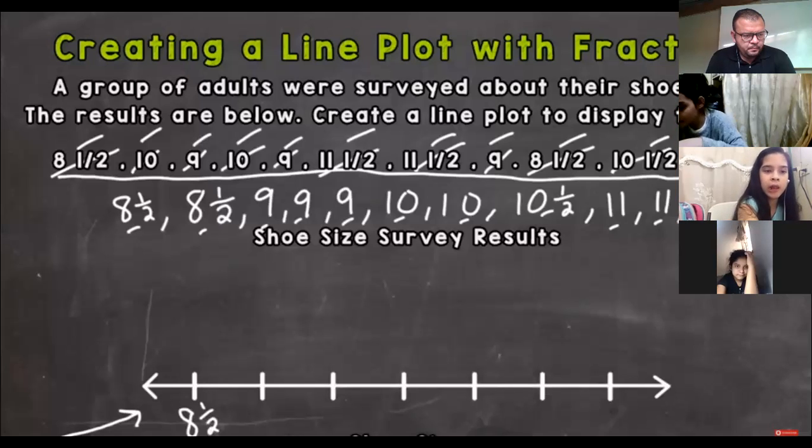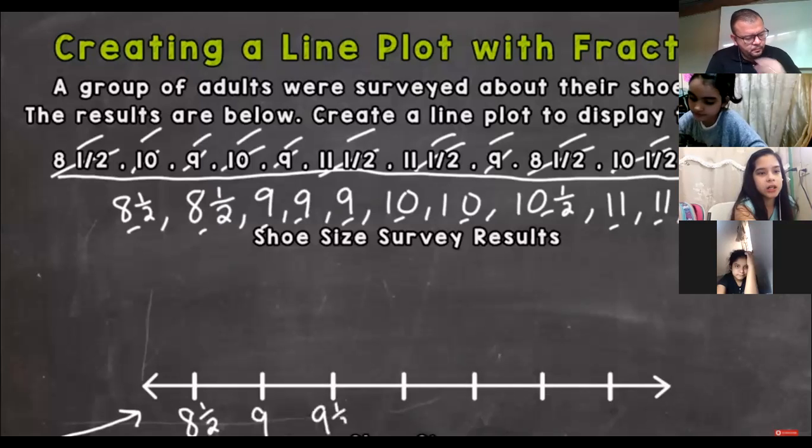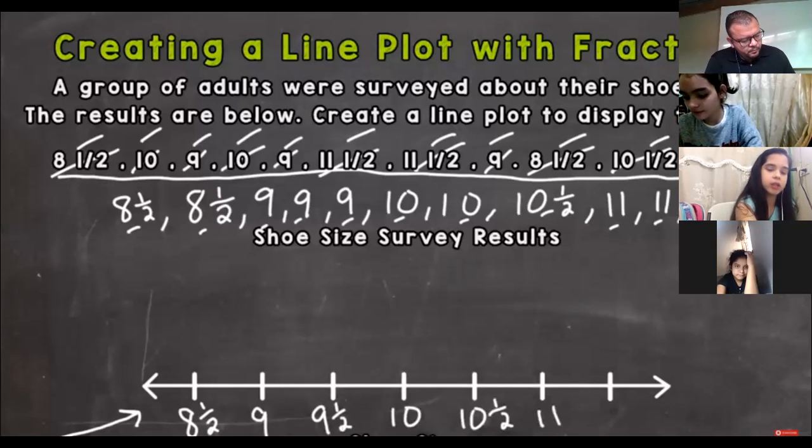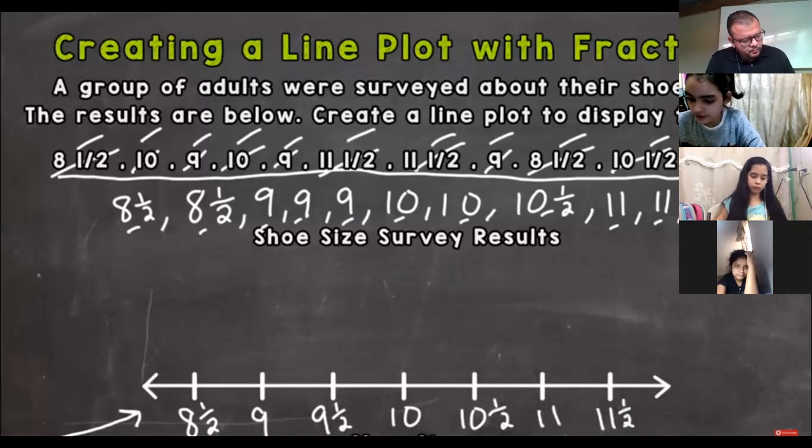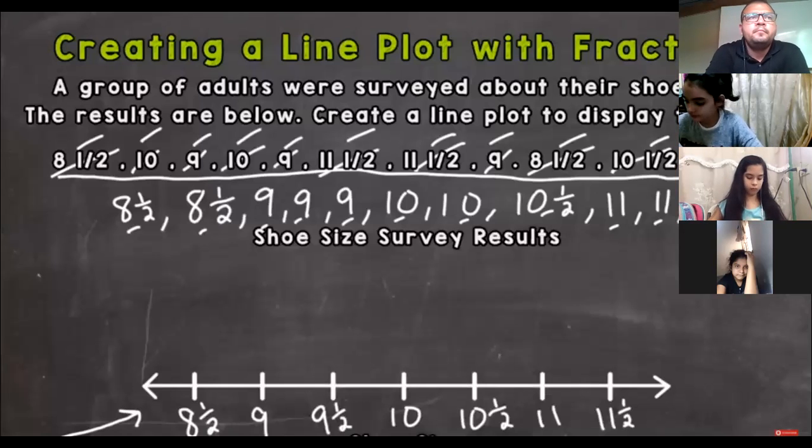So 8.5, and it looks like everything's halves. We don't have any fourths or eighths or anything like that, so we can count up by halves. So 8.5, 9, 9.5, 10, 10.5, 11, and we go up to 11.5. So for this number line, for example, there's no need to go up to 20. You just need to make sure you include the numbers that are in your data. So now we are ready to create our line plot.